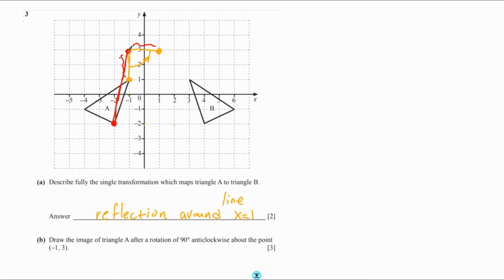So we need to do this the other way around. For that rotation, we are going to do 5 in x, so 1, 2, 3, 4, 5, and then 1 negative in y. So this point in here is basically the rotation of that point around (-1, 3).